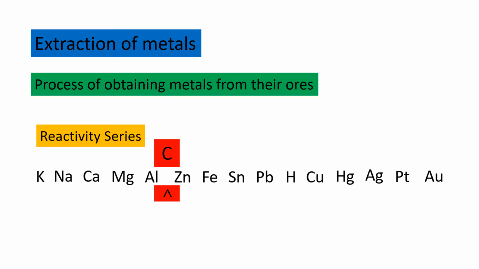So we've gone for carbon, and we found that carbon is more reactive than hydrogen, in the sense that carbon is more reactive than zinc but less reactive than aluminium. So the position of carbon in the reactivity series is between aluminium and zinc. So now the reactivity series turns into K, Na, Ca, Mg, Al, C, Zn, Fe, S, Pb, H, and then so on.